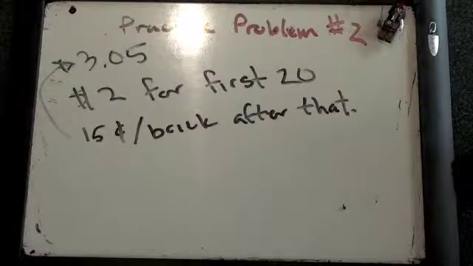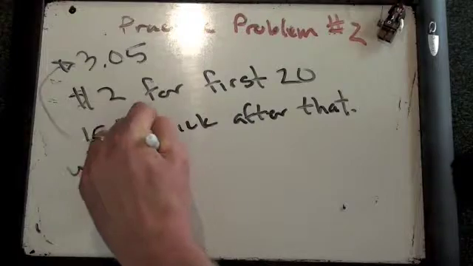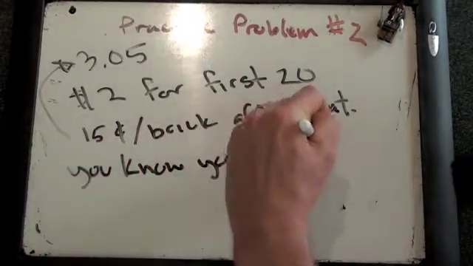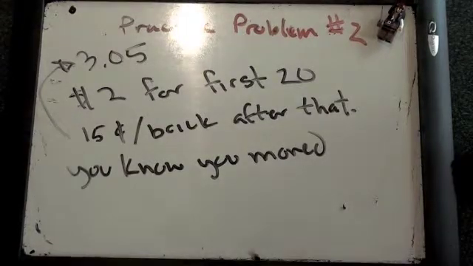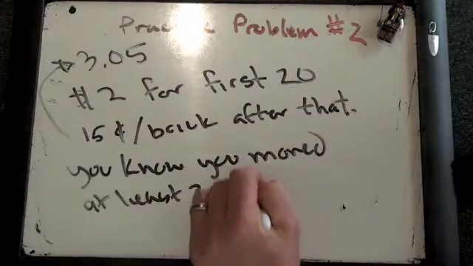Give me some ideas that you have. Well, I want to know if 15 adds up to 105. Why do you want to know that? And then I know how many 15-cent bricks I moved. Tell me why you're thinking that. Because you got $2 for the first 20 bricks, and then you got $1.05 more. So you know you moved at least 20, and we need to figure out how much more.